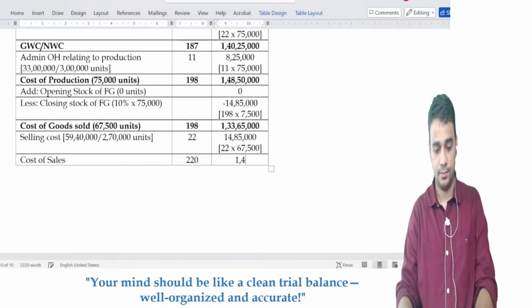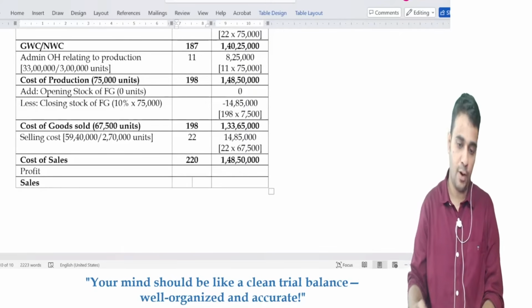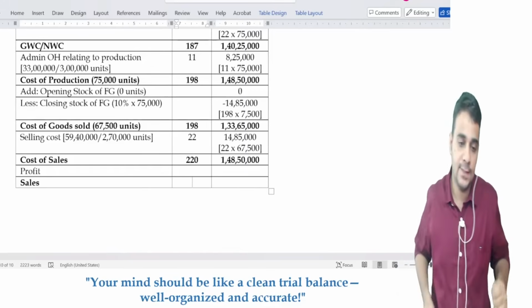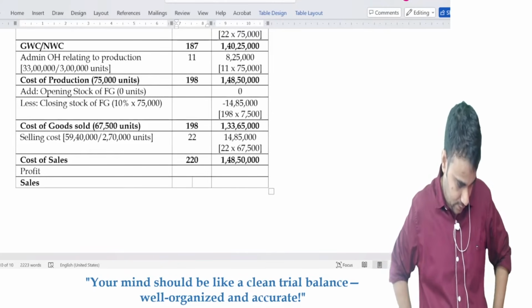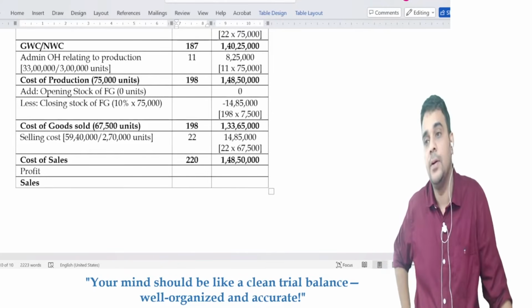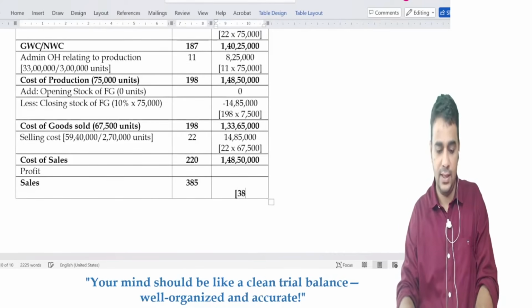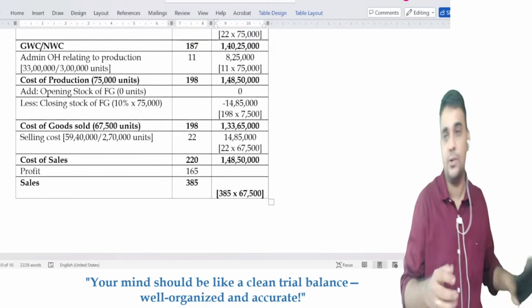220. Profit and sales. What is the selling price? 385. So 385 into 67,500. Profit is the balancing figure into 67,500.